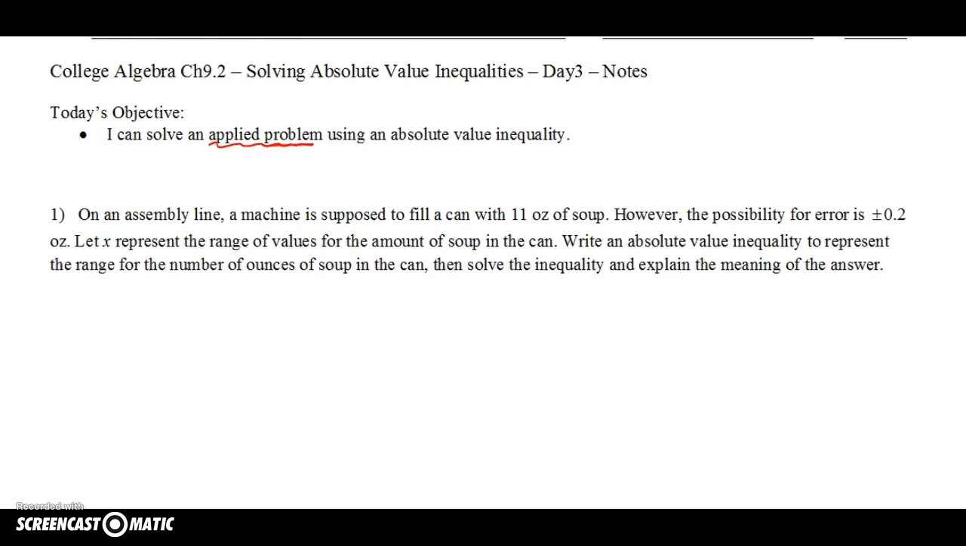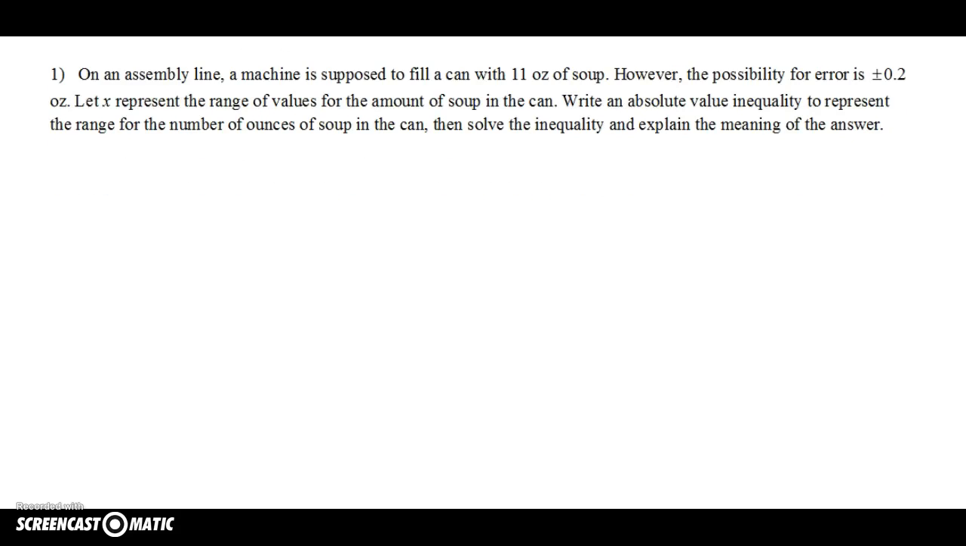So, my personal strategy for reading or working with applied problems is not to read the problem. My first job is to look for the question. How do I know when I'm done with the problem? Usually we find that at the end. So I see we need to write an absolute value inequality. We must solve the inequality, and we must explain the meaning of the answer. So I will be done with the problem when I've finished these three things.